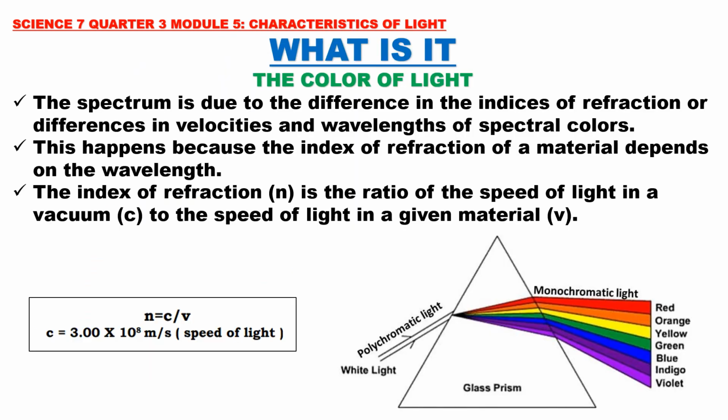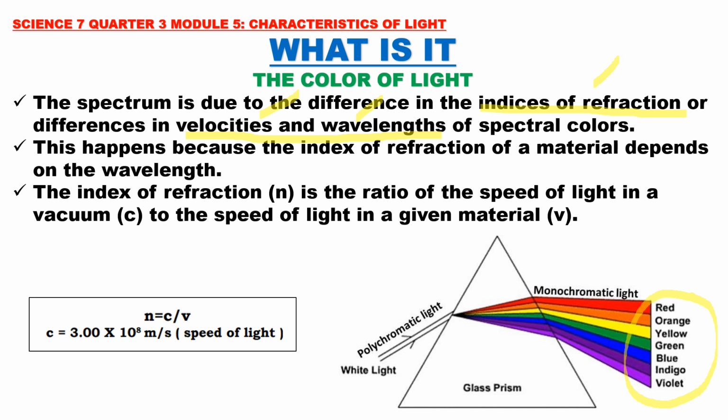The spectrum is due to the difference in the indices of refraction, or differences in velocities and wavelengths of spectral colors. So in our visible light spectrum, we observe different colors because of the difference in the indices of refraction. For each spectral color, ROY G. BIV, there are different velocities and wavelengths. This happens because the index of refraction of a material depends on the wavelength.